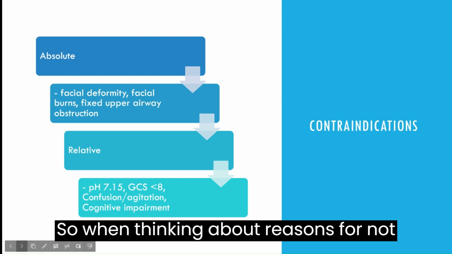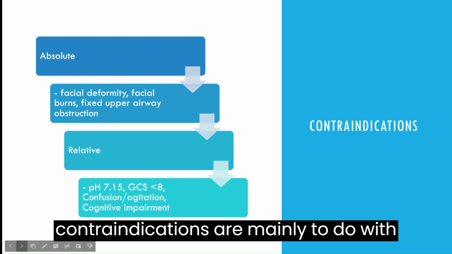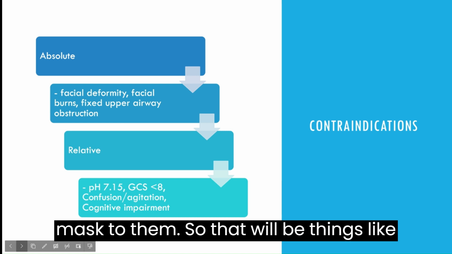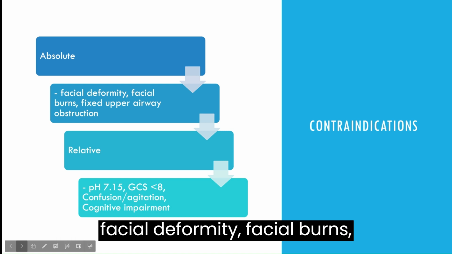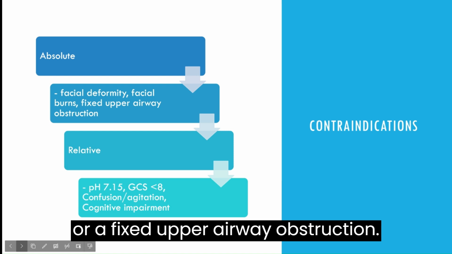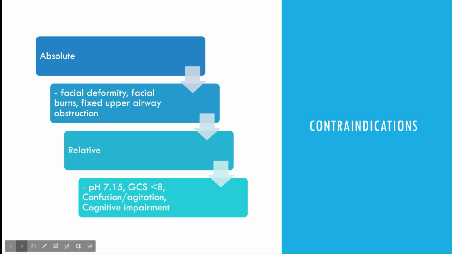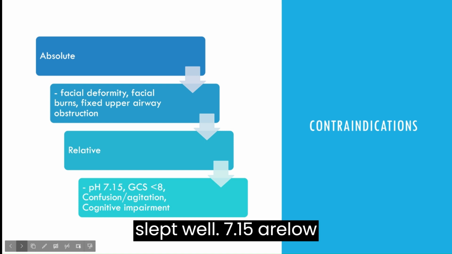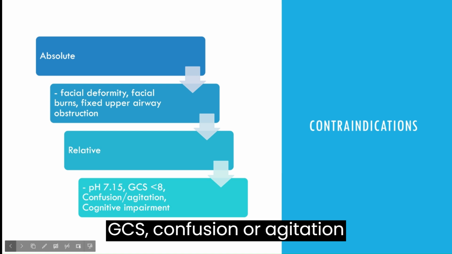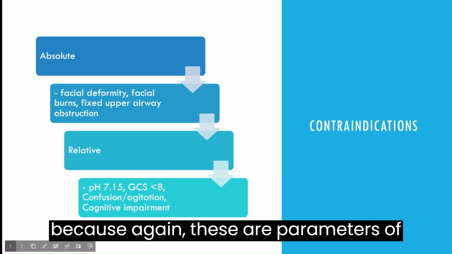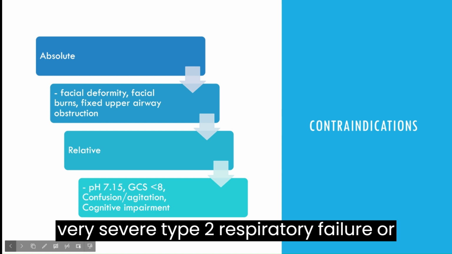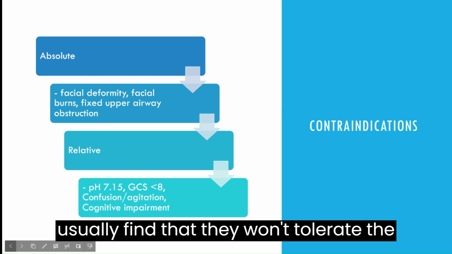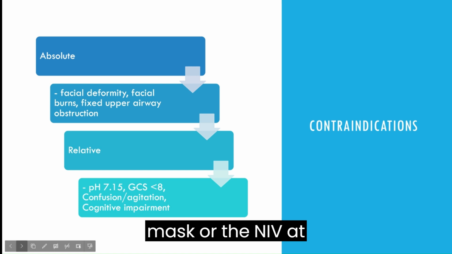So when thinking about reasons for not starting NIV, some absolute contraindications are mainly to do with whether they'd be able to tolerate the mask and whether it's safe to fit the mask to them. So that will be things like facial deformity, facial burns, or a fixed upper airway obstruction. Relative ones are when you've got a severely acidotic patient, so pH of 7.15, a low GCS, confusion or agitation, because again, these are parameters of very severe type 2 respiratory failure or someone that's very unwell. And if they're confused and agitated, you'll usually find that they won't tolerate the mask or the NIV at all.